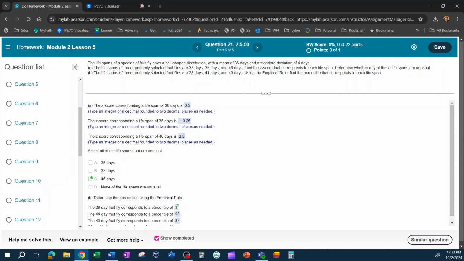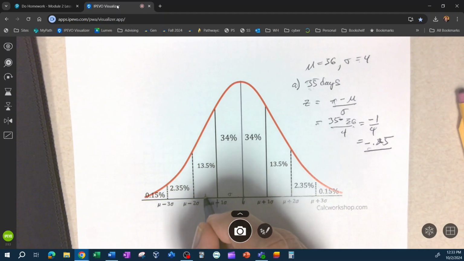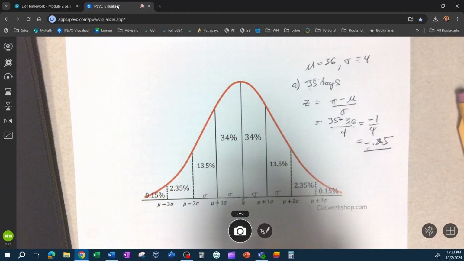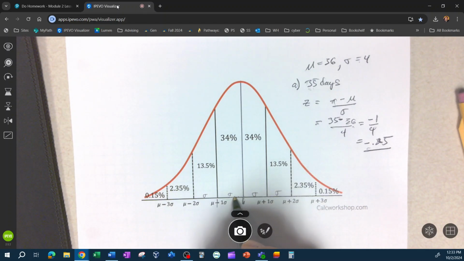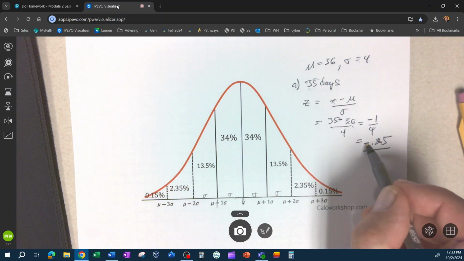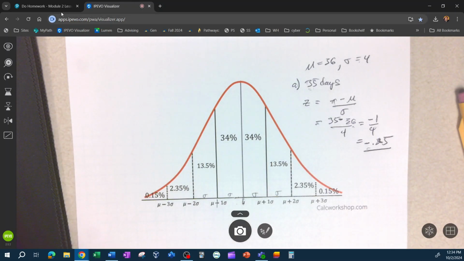Let's go back here. If the mean is 36, if 36 is right here, and this is one standard deviation away, it's saying that 35 is 0.25 standard deviations to the left of the mean, about right there. So the negative means that the x value is to the left of the mean.